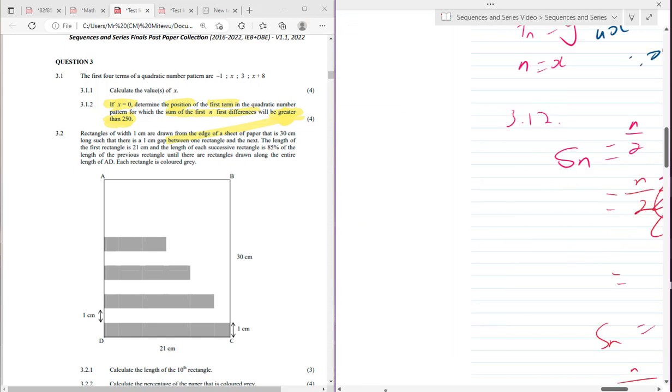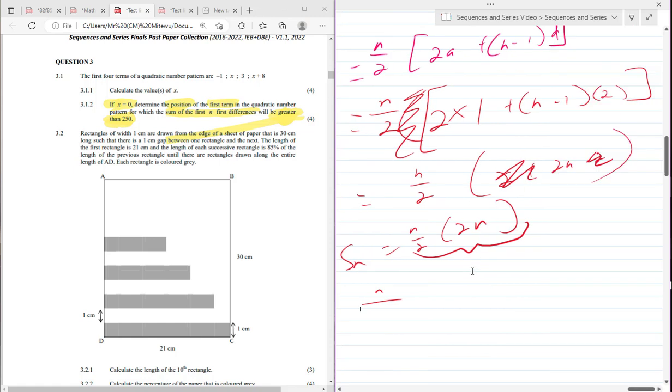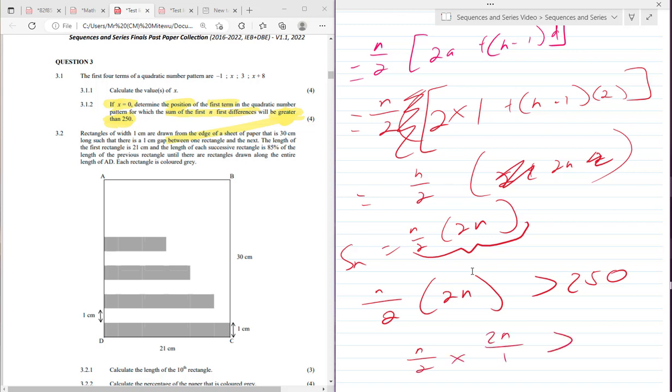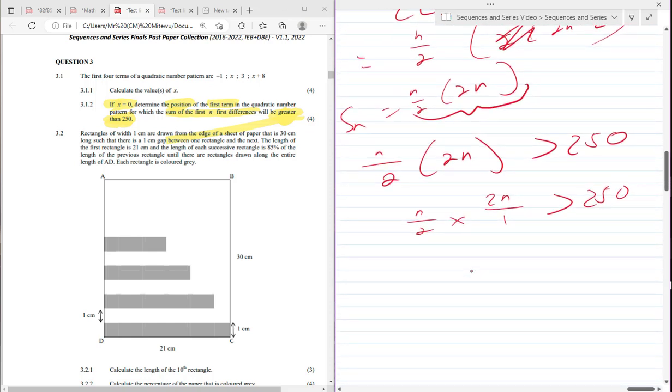So I can just say n over 2 times 2n has to be greater than 250. Therefore, I can rewrite this and say n over 2 multiplied by 2n over 1 has to be greater than 250. Right? Sn has to be greater than 250. 2n squared over 2 has to be greater than 250. And then the 2s cancel, n squared has to be greater than 250.